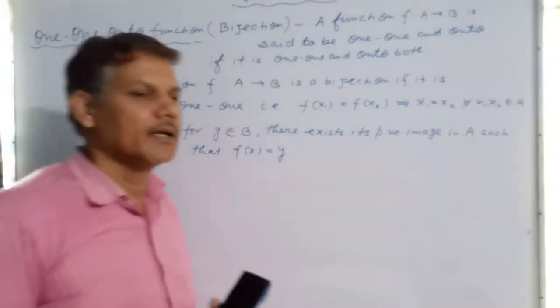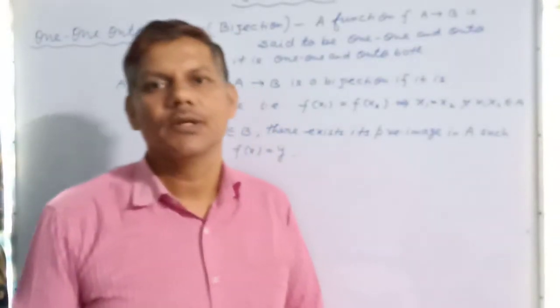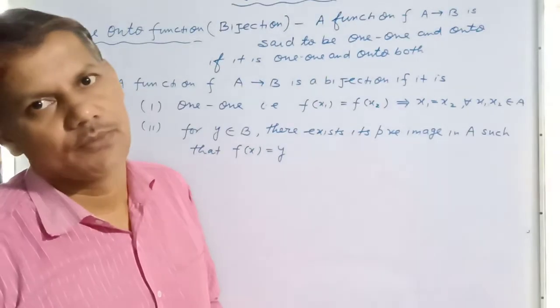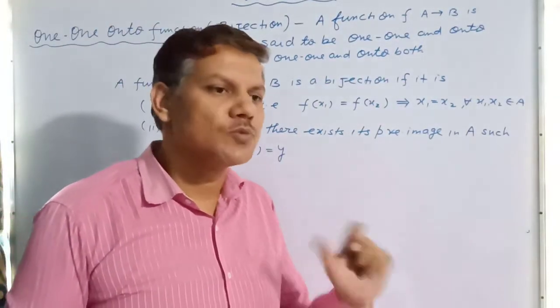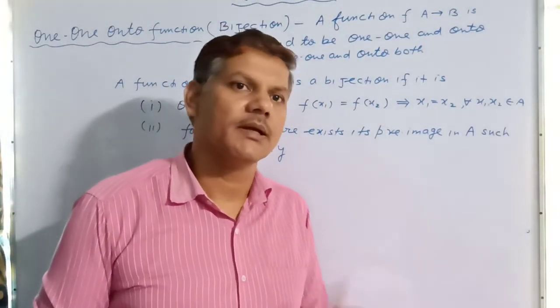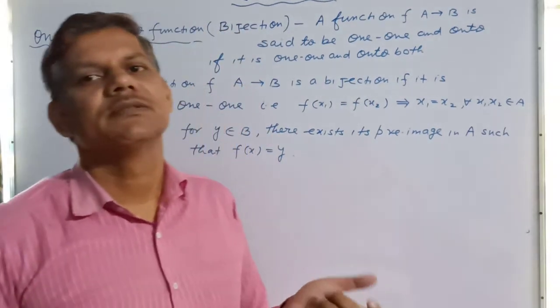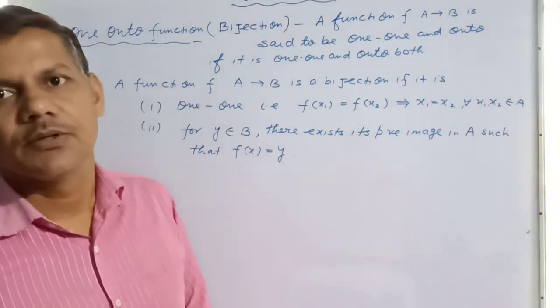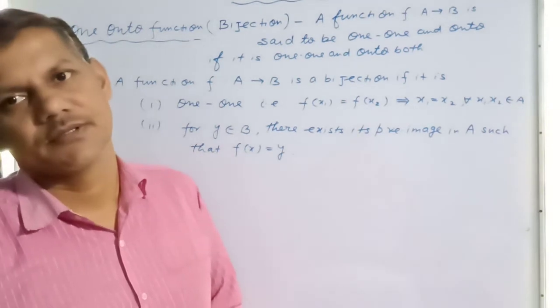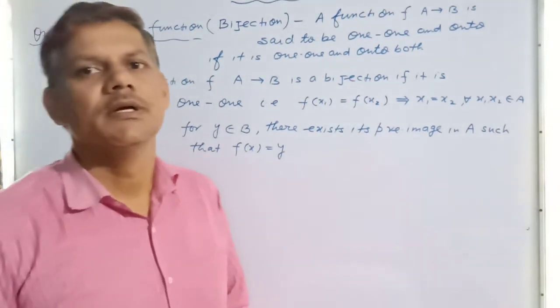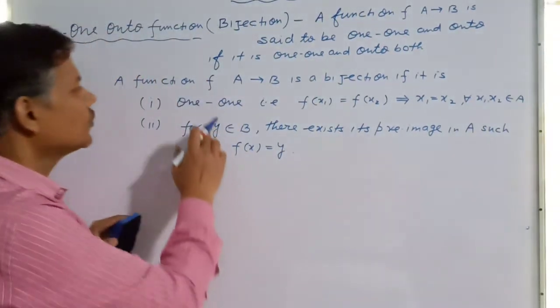It means at a time the function must be one-one as well as onto. If it is one-one but not onto, then again it is not a bijection. If it is many-one but it is onto, then again it is not a bijection. It means to be a bijective function, it must satisfy these two criteria.